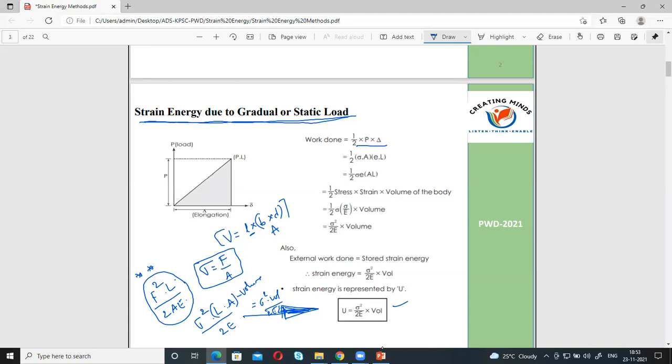So what can we call this? Strain energy due to gradual or static load. The equation is U equals the same equation: F square L by 2AE, or sigma square by 2E into volume, or in terms of displacement, delta square AE by 2L. So any doubts?